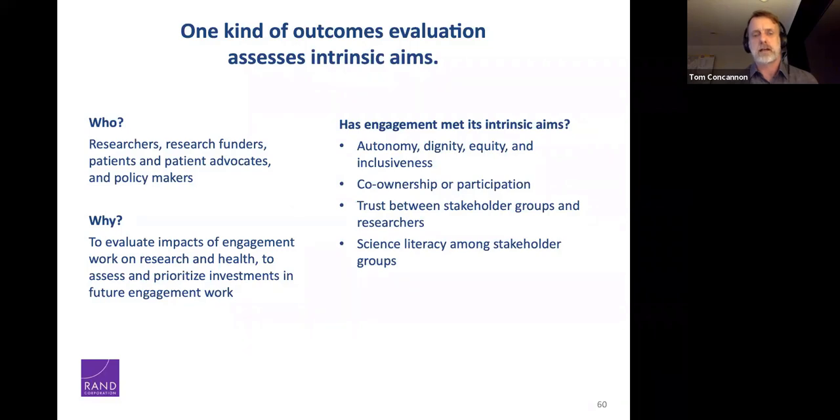These are the intrinsic aims that go to the relationship between stakeholders and researchers. Did the engagement work improve or increase the autonomy, dignity, equity, and inclusiveness of different patient communities? Did patient communities feel that they co-own the work or effectively participate in it? Was trust between stakeholder groups and researchers improved? Did science literacy improve among stakeholder groups? Just impacts on stakeholders.